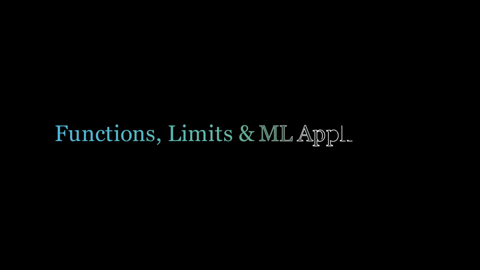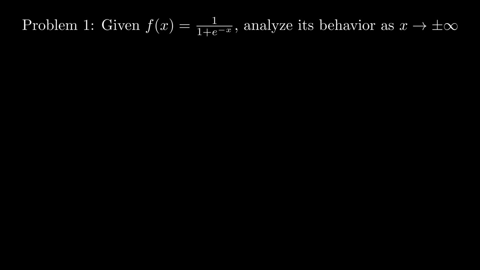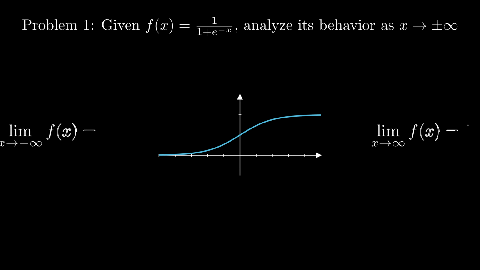Let's explore functions, limits, and their crucial applications in machine learning. Consider this sigmoid function commonly used in machine learning for classification. The sigmoid function approaches 0 as x goes to negative infinity and 1 as x goes to positive infinity. This bounded behavior makes it perfect for probability outputs.